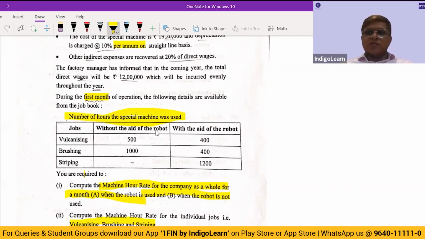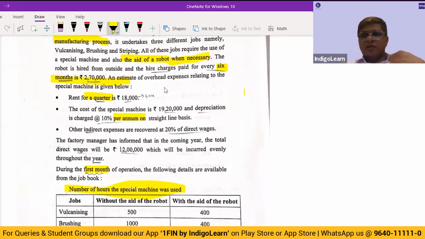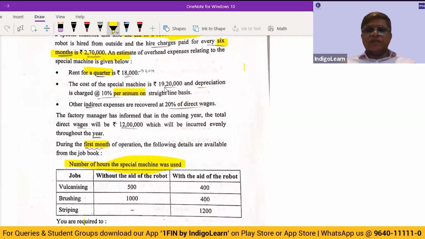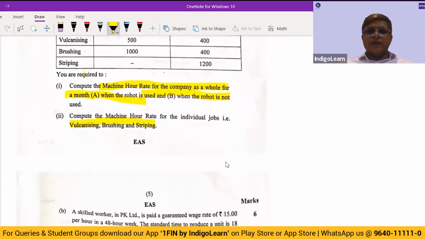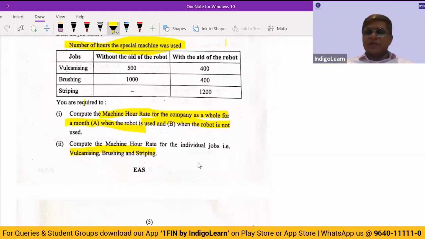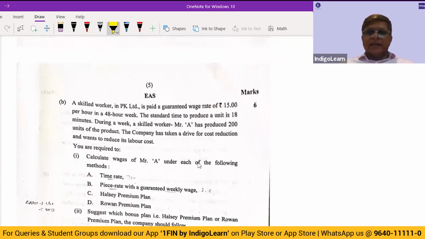So how do we approach this question? We will take the total cost. We will arrive at the total number of hours with the aid of robot and without the aid of robot. The robot cost, whatever they're hiring, we will charge only to the hours where robot is used. All other costs, we will take the total number of hours. So we will divide it and calculate the machine hour rate. And also we can do it for the individual jobs. So the question is simple. Calculations require focus.